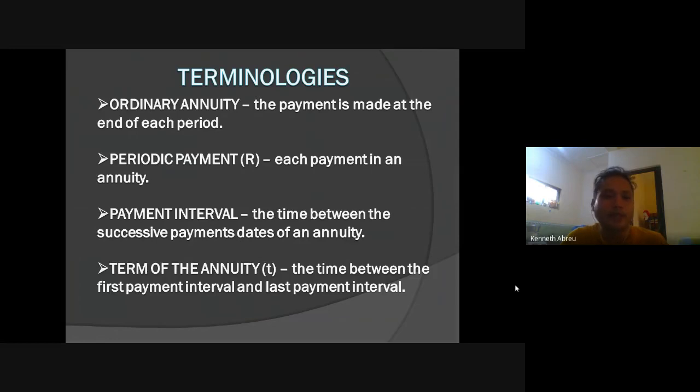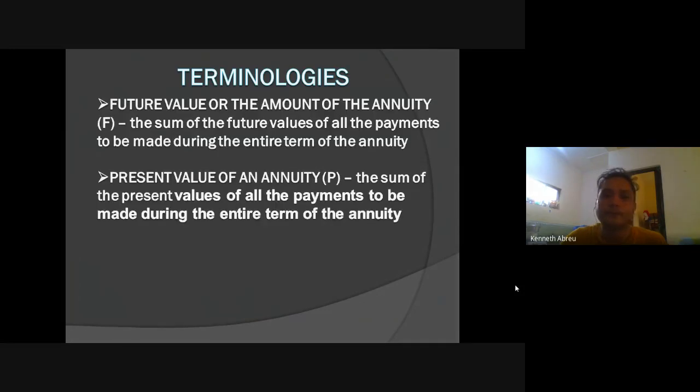When we say payment interval, it is the time between the successive payment dates of an annuity. And term of the annuity, or T, is the time between the first payment interval and the last payment interval. Future value, or the amount of the annuity, is the sum of the future values of all the payments to be made during the entire term of the annuity. When we say present value of an annuity, it is the sum of the present values of all the payments to be made during the entire term of the annuity.